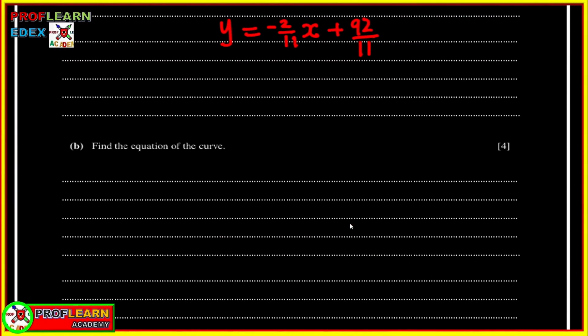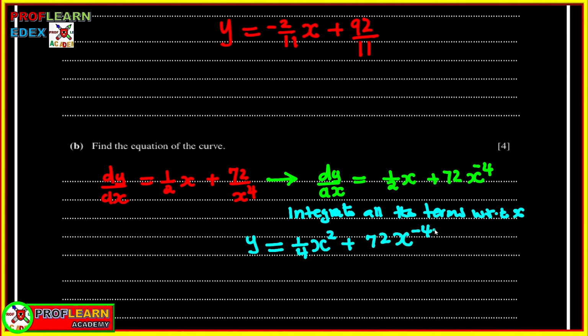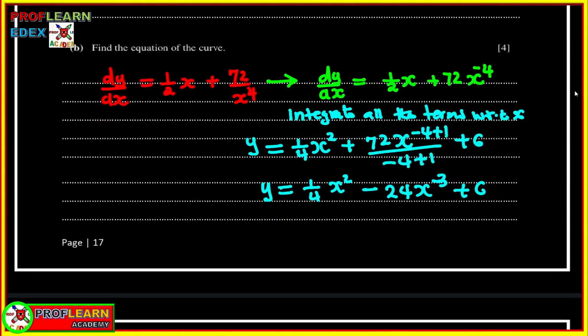Find the equation of the curve. First, of course, we are going to integrate the gradient function. Upon integrating that gradient function, we are going to rearrange it. Let's just write it like that, integrating every term. Integrating dy dx becomes y. Integrating this part, you are going to get that. And then now we have c.